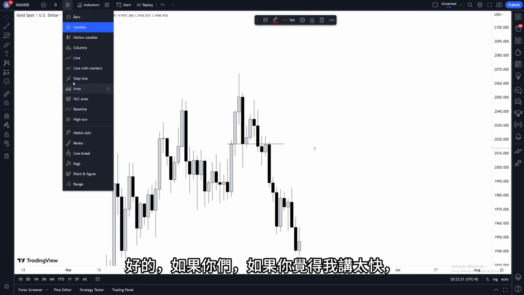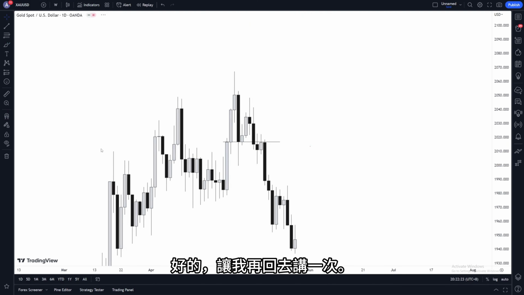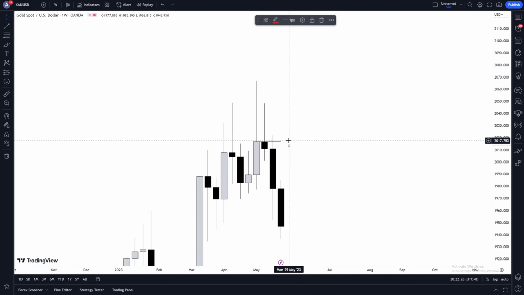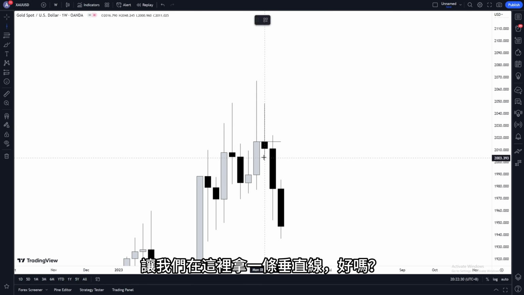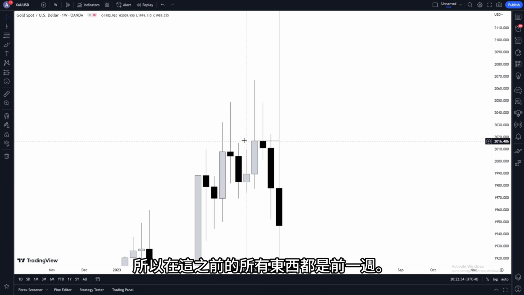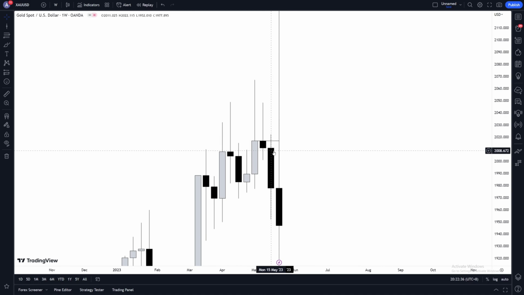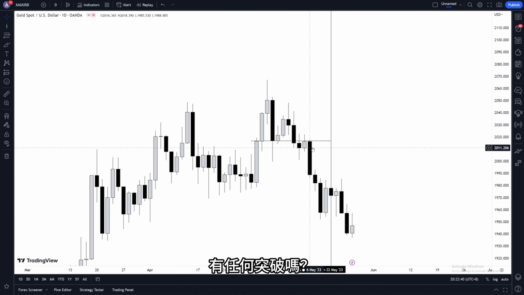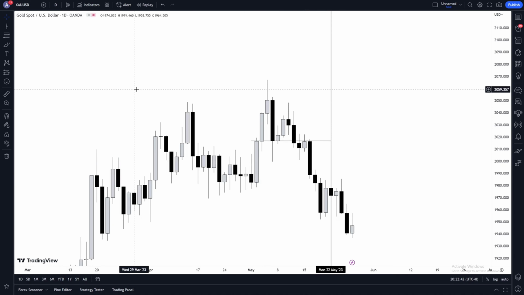If you think I'm going too quickly, fine, let me go back one more time. Let's pick up a vertical line right here. Or was it the next one? Yeah, we look at the next one. So everything before that is that previous week. So we take a look over here. We take a look over here. Weekly reject weekly. Take a look at the daily. Any breakout? Yes, this is where the weekly reject weekly happened. Boom, we had ourselves a breakout right here.